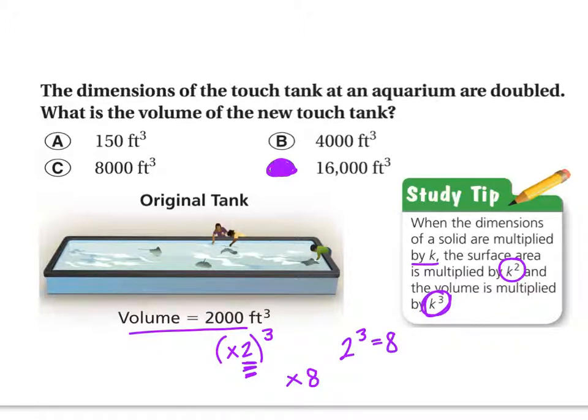So when we double the dimensions, that's what we're saying. When we double the dimensions here, we're going to raise that to the third power. So doubling the dimensions means we're actually timesing by 8. And if we were tripling the dimensions, we would end up timesing everything by 27. You can see that's kind of what the study tip there is saying.